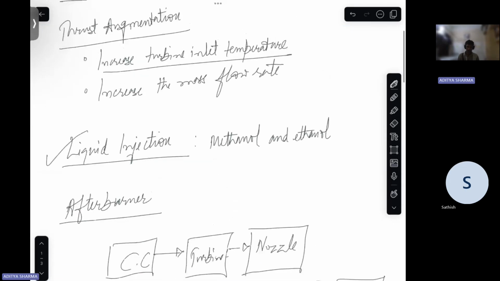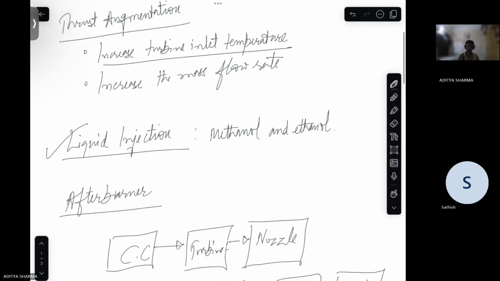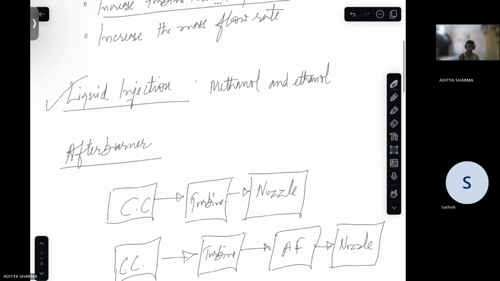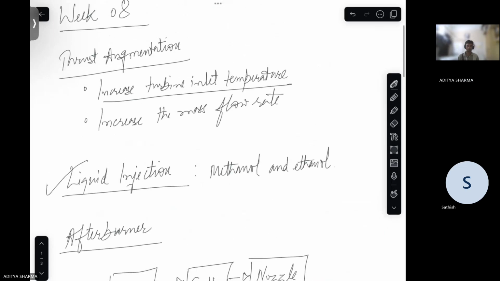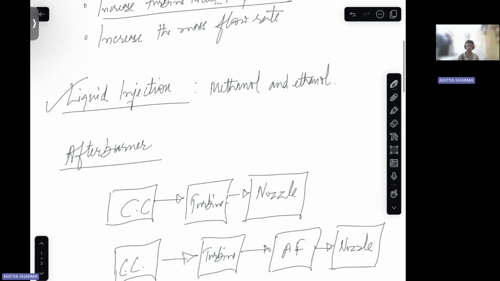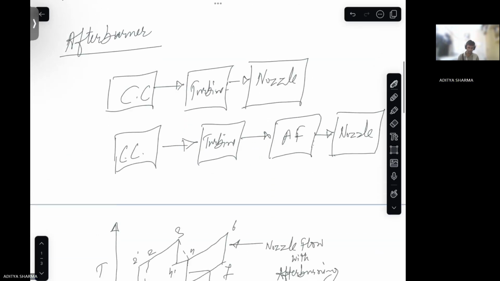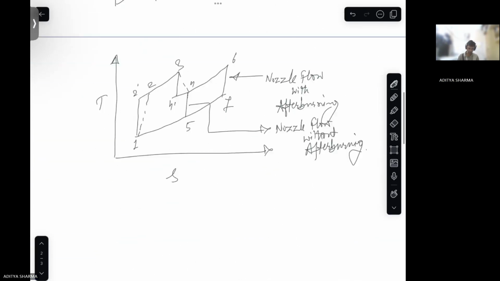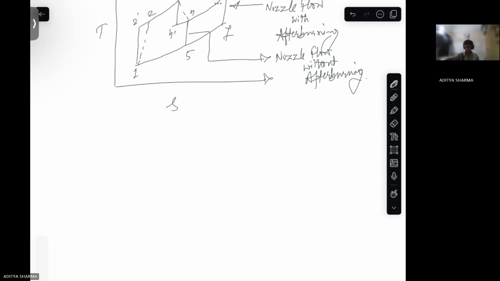Okay, so at present I'm discussing thrust augmentation. This much I have discussed. The first step is liquid injection and then afterburning. Then I have discussed the diagram for afterburning.